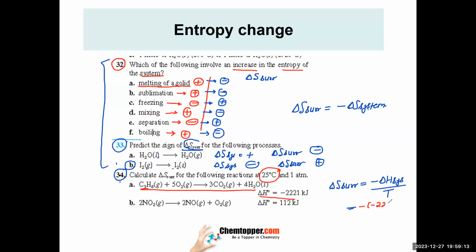The value is minus 2221. Take care of the units, kilojoules over temperature. Temperature has to be in Kelvin, children, always in all calculations, remember? So it is 298 Kelvin. So what is the unit of entropy?